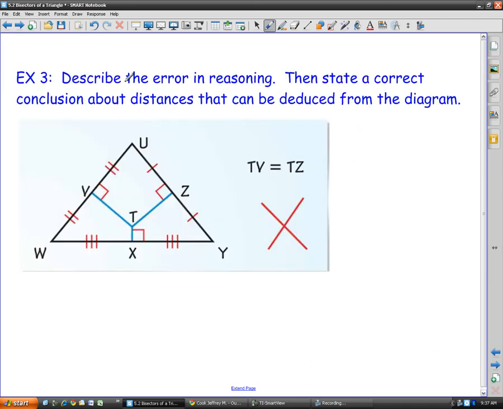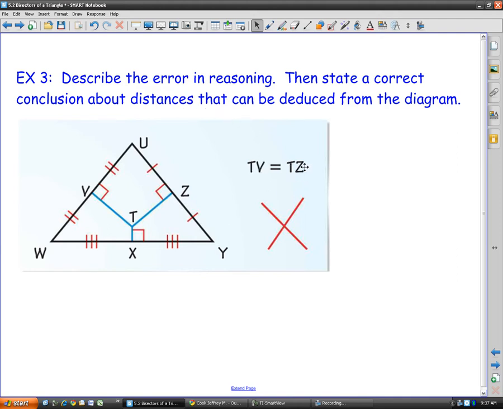And so then I want you guys to look at this and try to find the error. So please pause it before I move on. I'm going to move on for the sake of time. So this one, it says then correct the statement for the conclusion. So they're saying that TY is equal to TZ. Well, what is the error in their thinking?